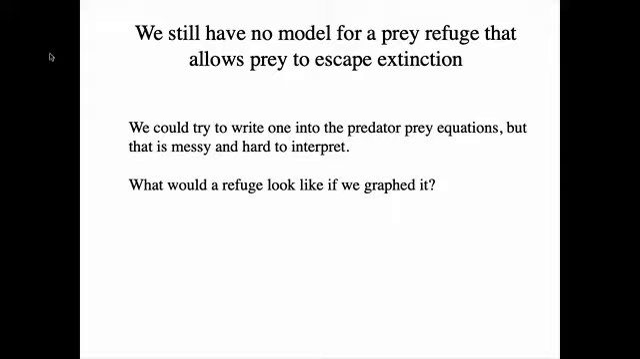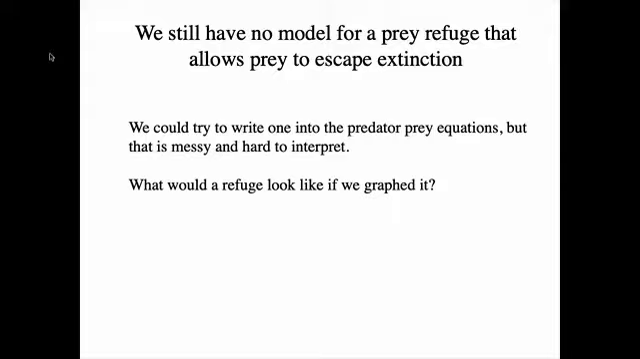Now, as I mentioned last time, we're not going to bother trying to incorporate a prey refuge into these equations because that's really ugly. And it's really hard to work with equations that try to do something complicated like that. In fact, it's very difficult even for really advanced mathematics to deal with that. So all we're going to do is modify the graph to show what a prey refuge would look like in practical terms. What would it look like on that graph if we allowed the prey to escape from their predators at some density?